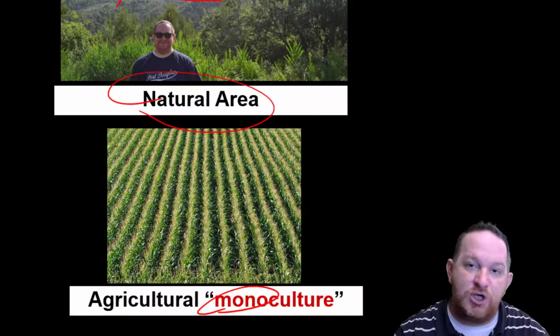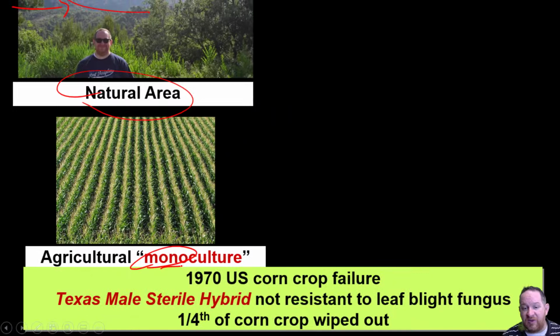A really important thing we learned about monocultures was something that happened in 1970 when the U.S. corn crop failed. In fact, during that time, we lost about a fourth of the entire corn crop. And you might say, who cares? We don't necessarily need the corn. But think about everything corn is in, right? Cornmeal, corn chips, popcorn. We all love popcorn. There are so many things that we use corn for. And when we wipe out a quarter of the corn crop, that's a big issue.